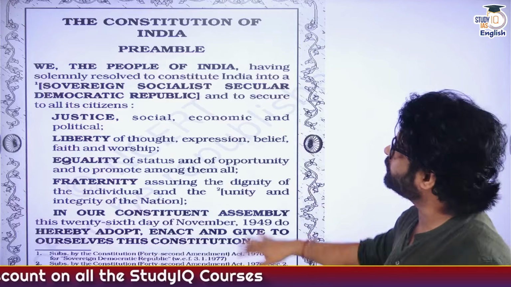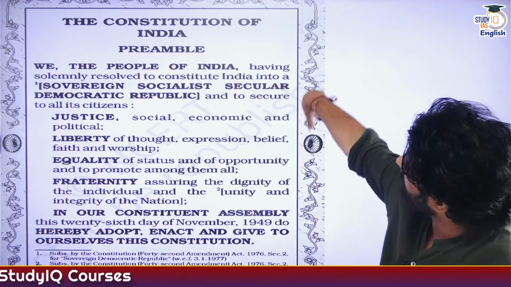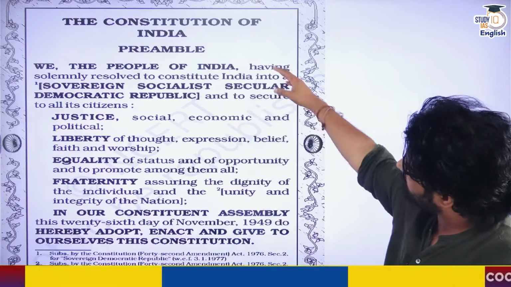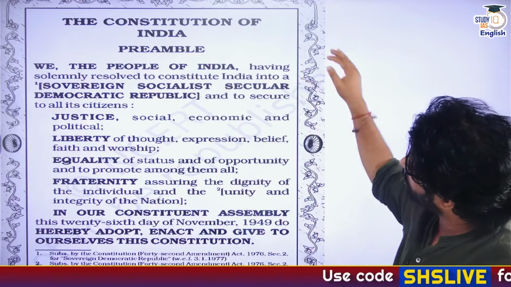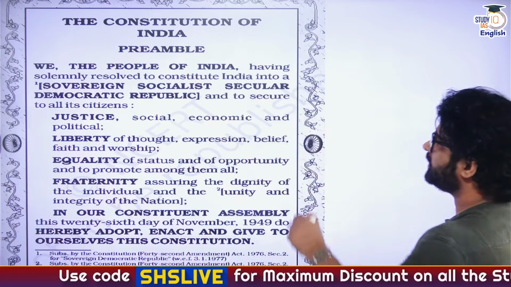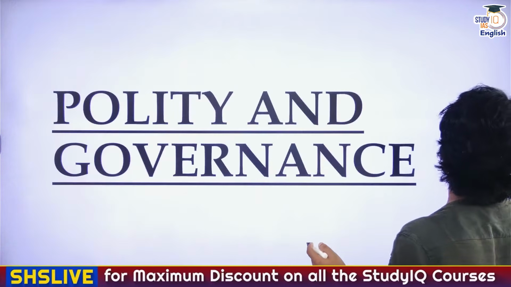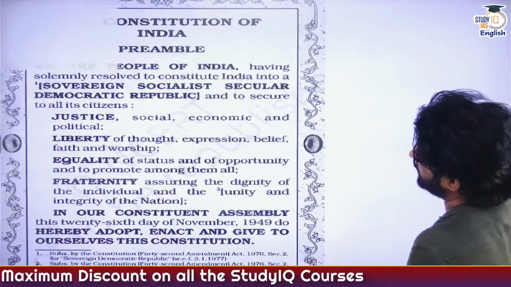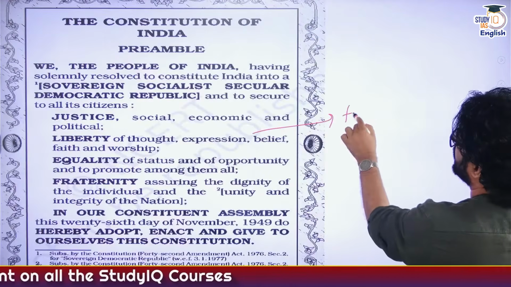First things first, what you have to do is remember your preamble. This is the introductory part of the Constitution. UPSC has already asked a lot of questions on the preamble: how many types of justice we have, social, economic and political; liberty, how many types of liberty, TIF for liberty of thought, expression, belief, faith and worship. So this is the mnemonic which you will use.